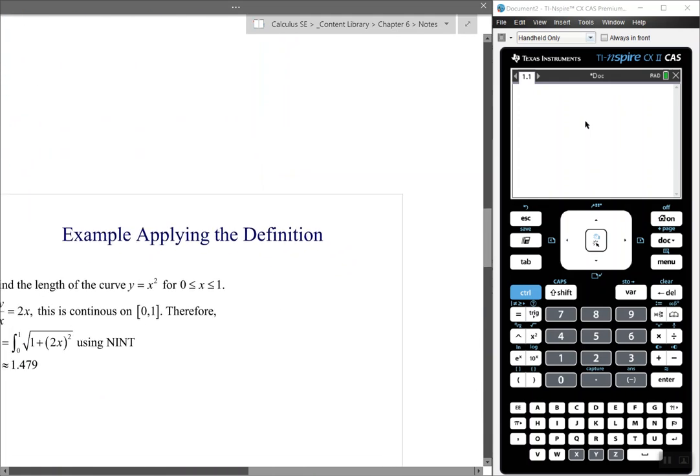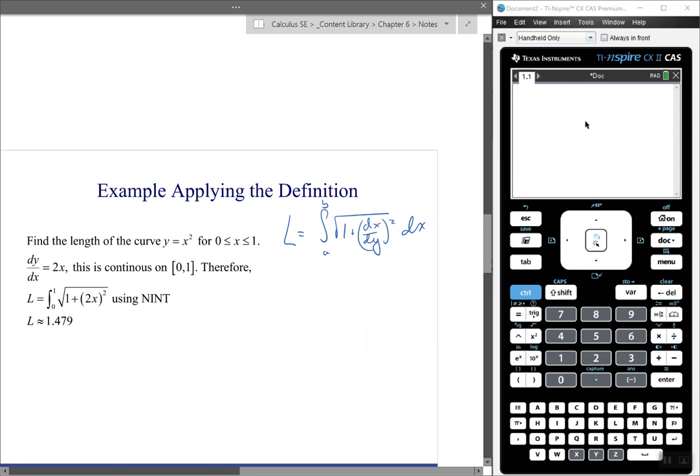So the formula, again, is the length, capital L, equals the integral from a to b of the square root of 1 plus dy/dx quantity squared, dx. So the length from 0 to 1, those will become our limits. So the integral from 0 to 1 of the square root of 1 plus the derivative of our function, and they've got that laid out for us right here. The derivative is an easy one, 2x. So we'll put (2x) squared dx.